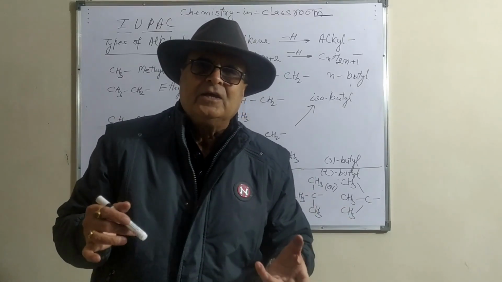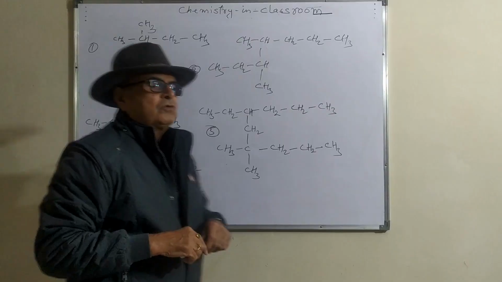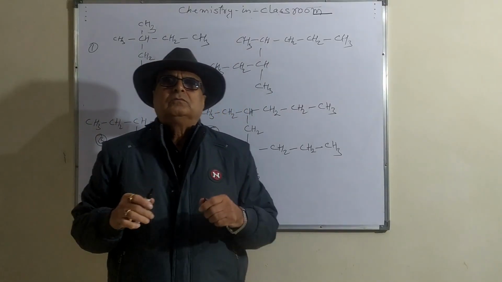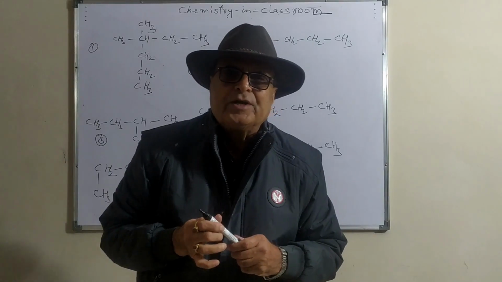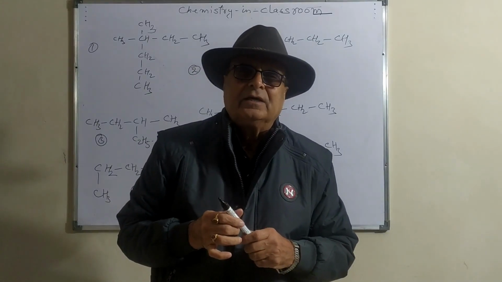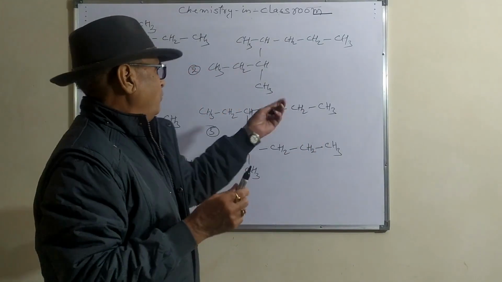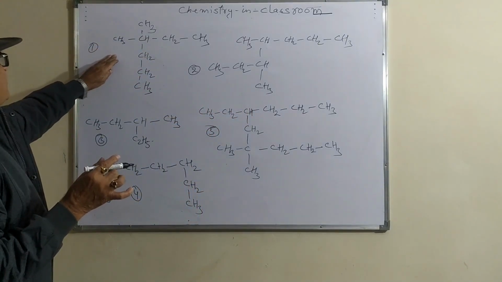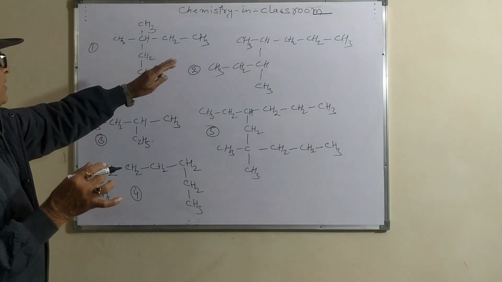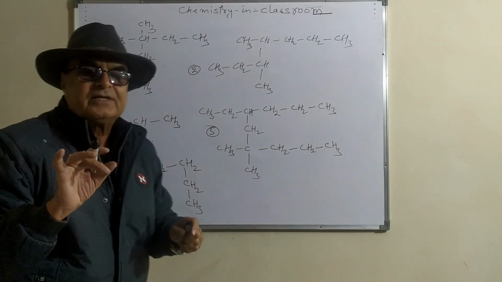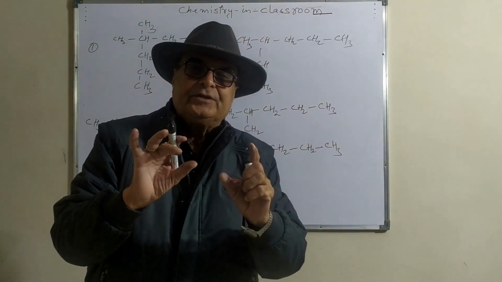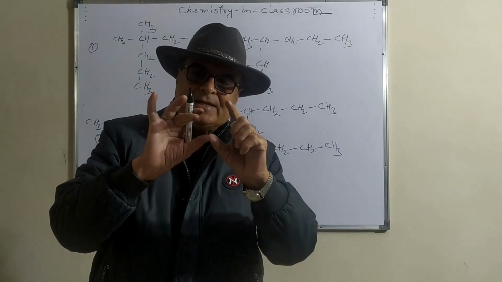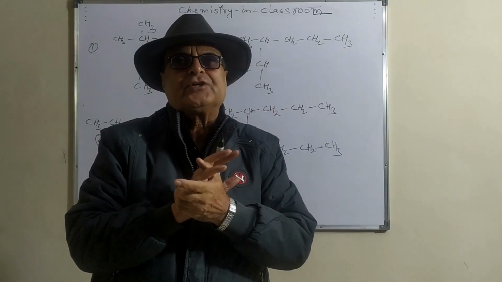Now I am going to tell you how you will select the longest chain in an organic compound, the main IUPAC rule. So how to select the longest chain? I have written here 4 or 5 examples. Suppose this is the first structure. In this structure you should count. First I tell you that you are free to select any end of the structure.